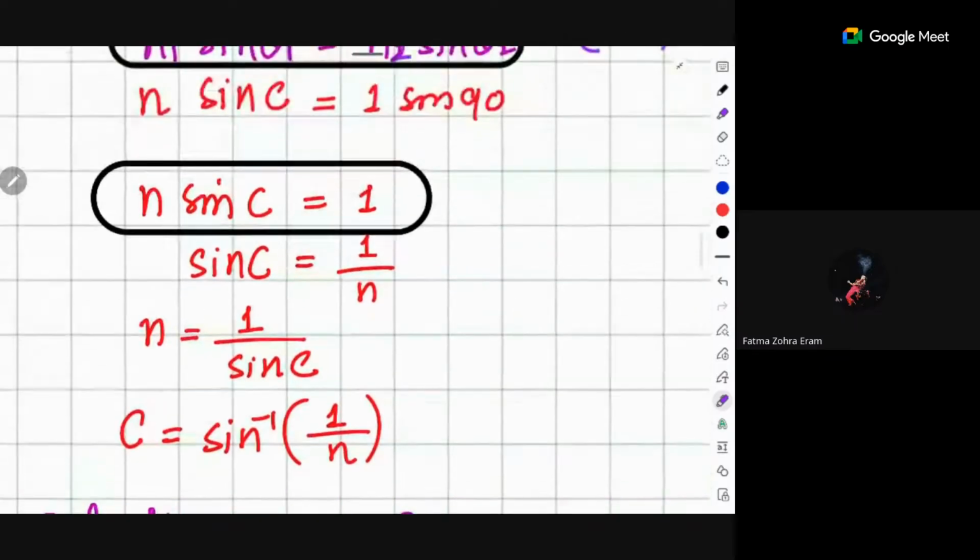So simply speaking, if I want to find out the relation between critical angle and refractive index, I will simply join these two equations. That is, critical angle equals sine inverse 1 upon n, or n equals 1 upon sine c. Whatever is convenient or easy for you, you can write it.